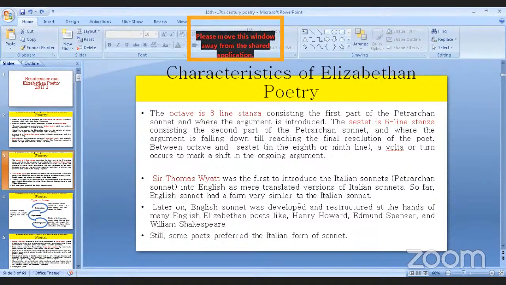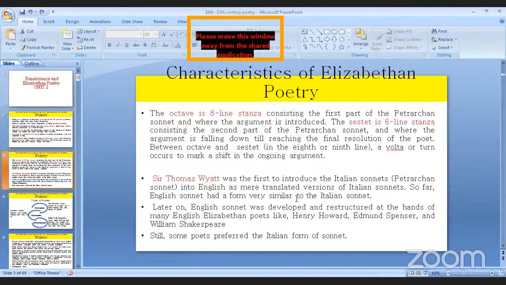It's an 8-line stanza consisting of the first part of the Petrarchan sonnet, where the argument is introduced. That is the part of the poem where the argument is introduced. The sestet is a 6-line stanza consisting of the second part of the Petrarchan sonnet. So the first part is the octave, the second part is the sestet, where the argument is falling down till reaching the final resolution. So they're going to resolve at the end of the sestet.